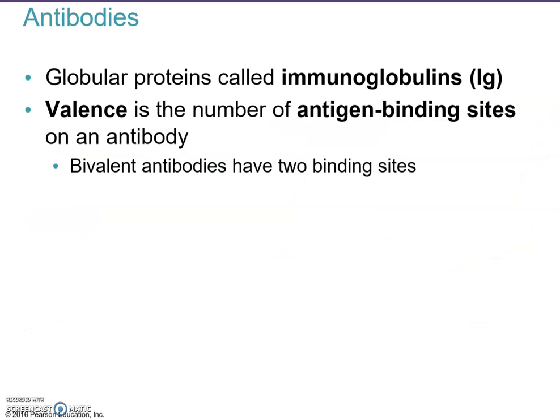Let's take a look at antibodies. Those are globular proteins called immunoglobulin, so that's abbreviated IG. The valence is the number of antigen binding sites on an antibody. Bivalent antibodies have 2 binding sites and so forth, so you can imagine. But the most important term here is immunoglobulin, IG.